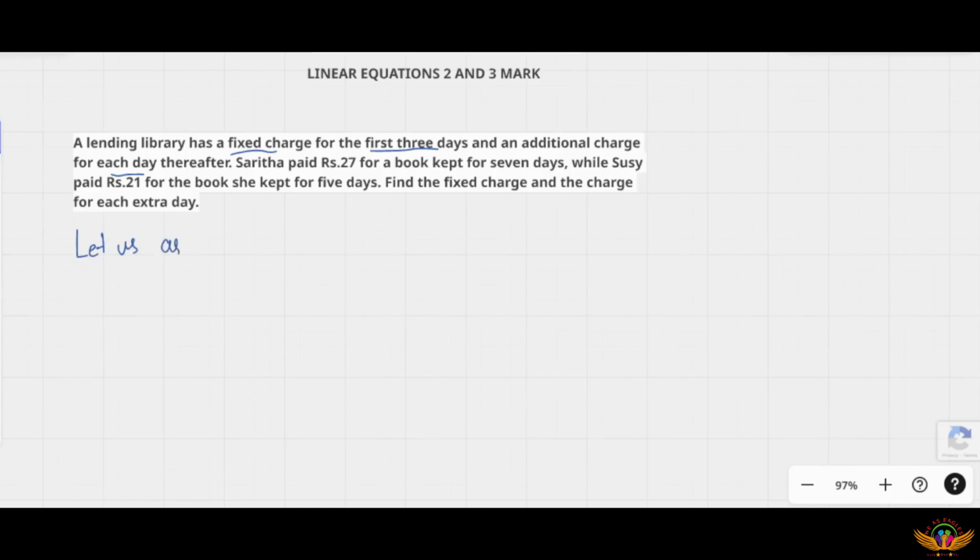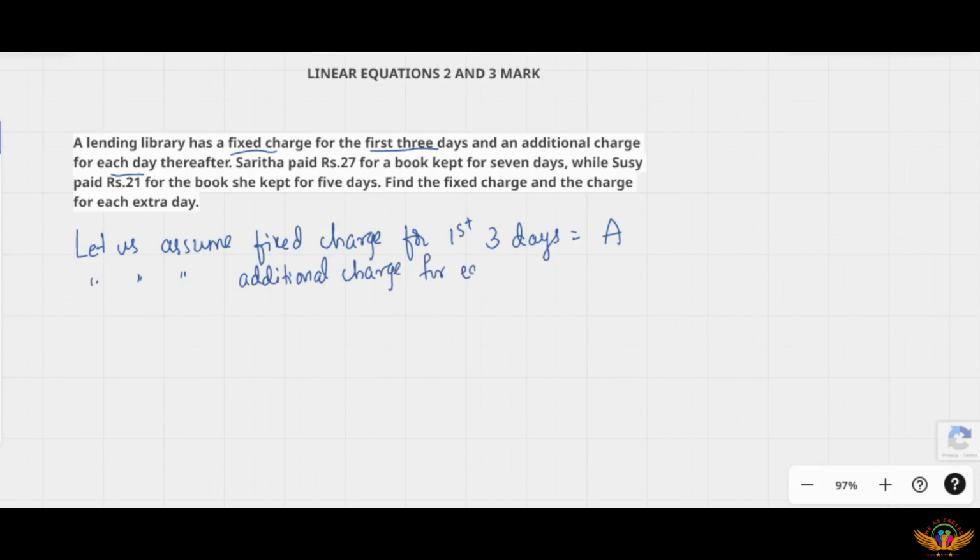So first let us assume the fixed charge for the first 3 days as A. And also we don't know what additional charge they are charging for each day. So we also assume the additional charge for each day as B. Each day means 1 day.